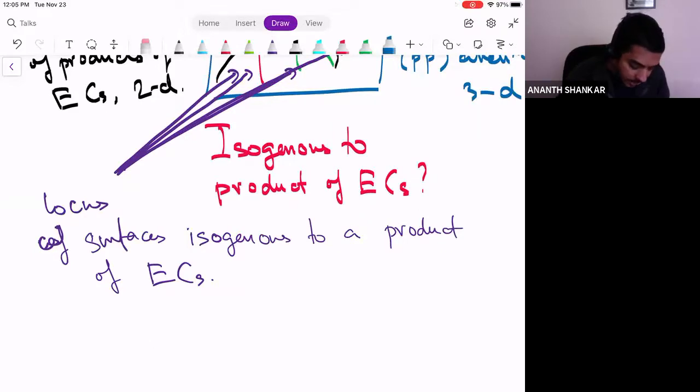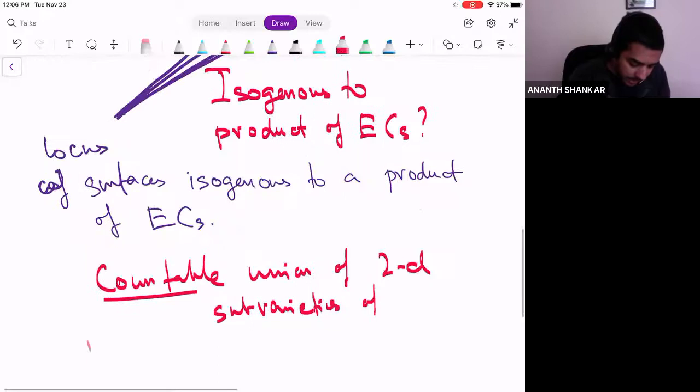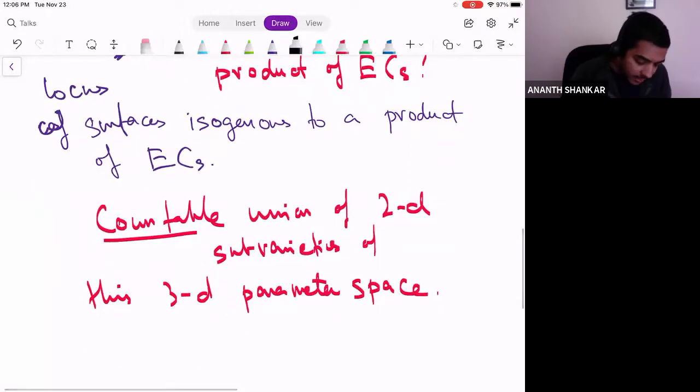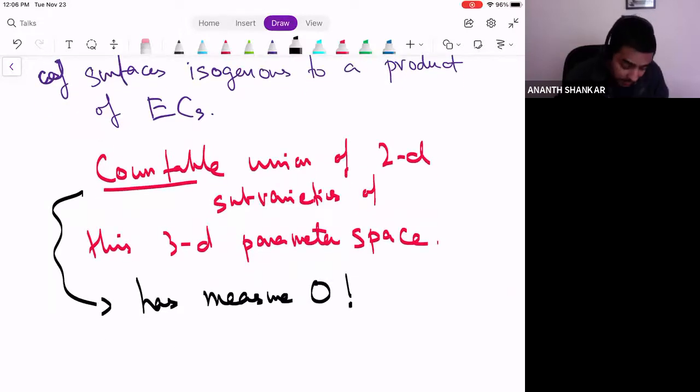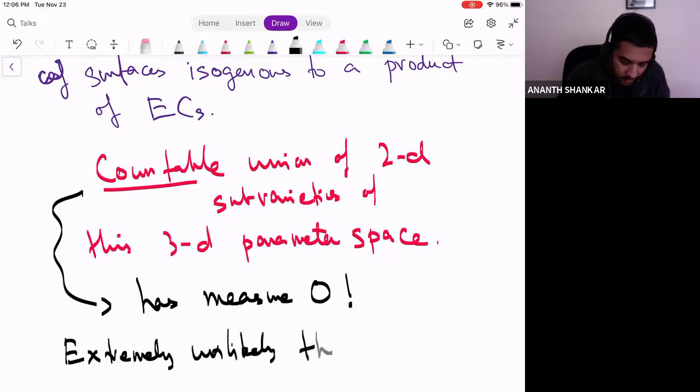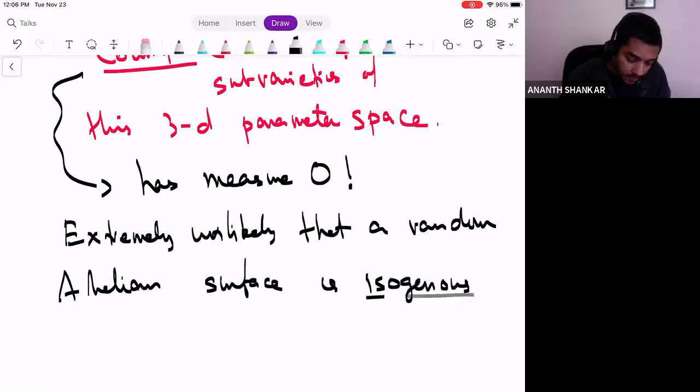And this is going to be a countable union of two-dimensional subvarieties of this ambient three-dimensional parameter space. And so this locus has measure zero. And that's why it's still extremely unlikely that a random abelian surface is even isogenous to a product of elliptic curves.